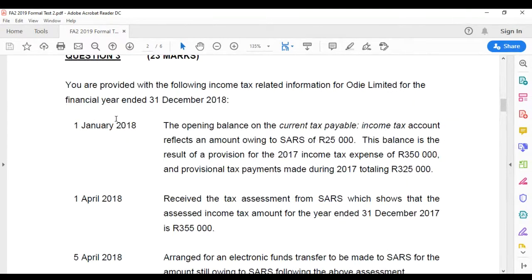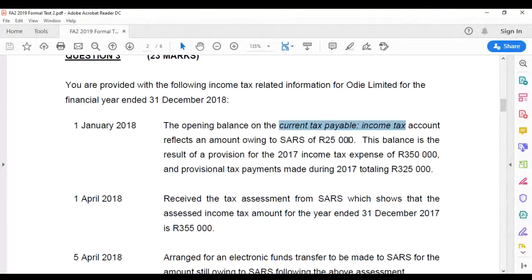They say you are provided with the following income tax related information for OD Limited for the financial year ended 31st of December 2018. On the 1st of January 2018, that means it is the first day of the current financial year, right at the beginning of the year. They say the opening balance on the current tax payable income tax account, that is the one that we must go and draw up, reflects an amount owing to SARS of 25,000 rands.